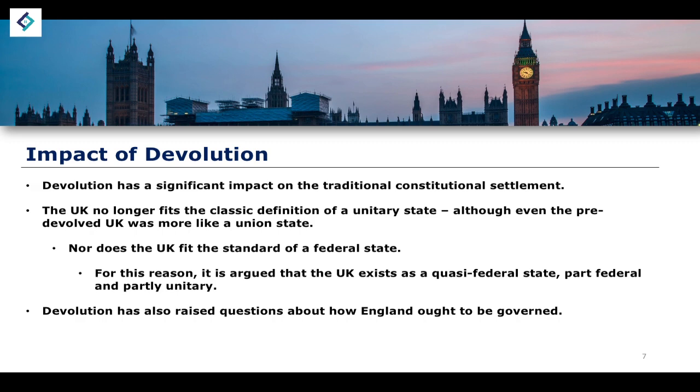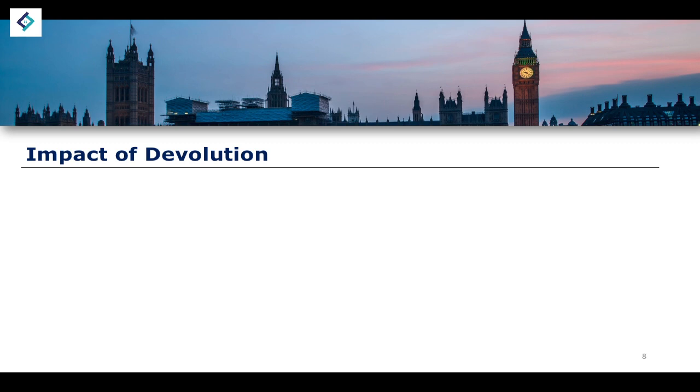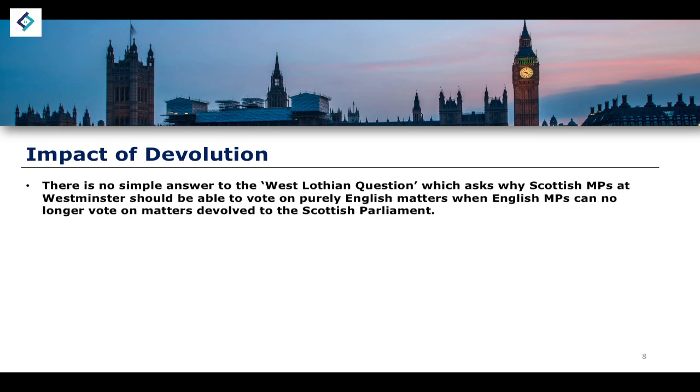Devolution has also raised questions about how England ought to be governed as well. England being specifically the country of England and the relationship that is had there. Because essentially we have to give rise to the question which is known as the West Lothian question. The West Lothian question is this idea of why is it the case that Scottish MPs at Westminster are able to vote on purely English matters, when English MPs can no longer vote on matters which are devolved specifically to the Scottish Parliament. So English MPs can only vote on reserved matters relating to voting in Westminster.